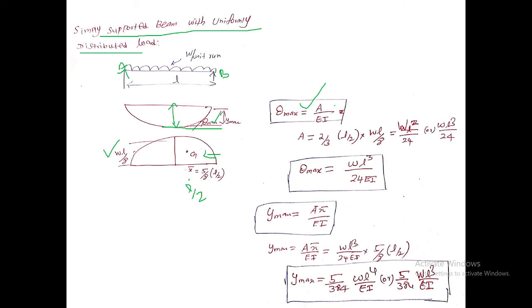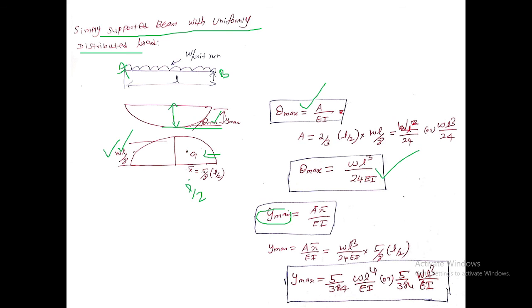Theta max equal to A by EI. So A, area is equal to 2 by third into distance L by 2, height is WL by 8. Okay, height is WL by 8. So equal to WL square by 24, or small w L cubed by 24. So theta max equal to WL cubed by 24 EI.